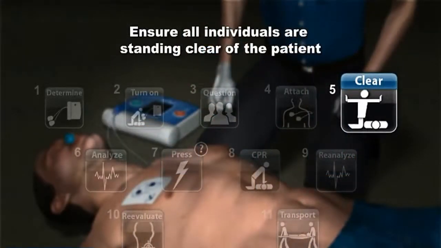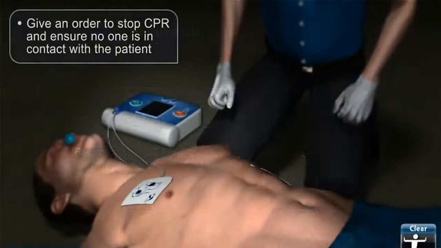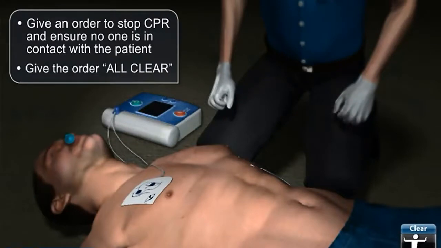Ensure all individuals are standing clear of the patient. Give an order to stop CPR and ensure no one is in contact with the patient. Give the order all clear.